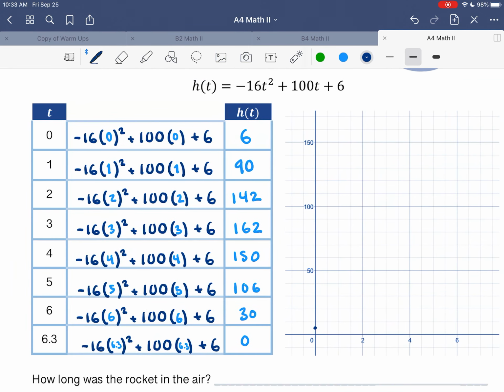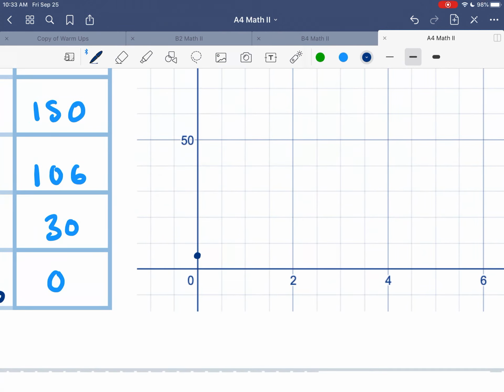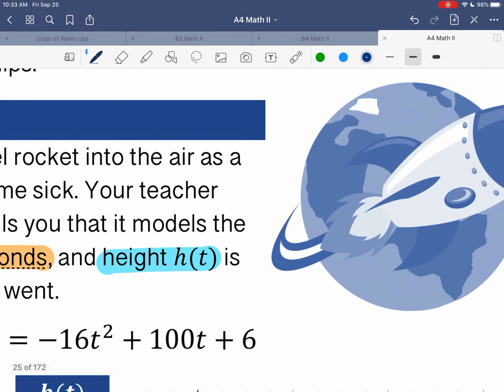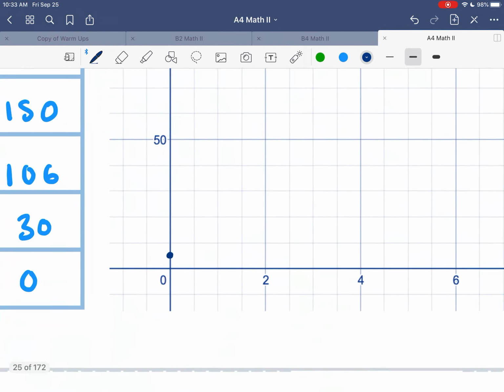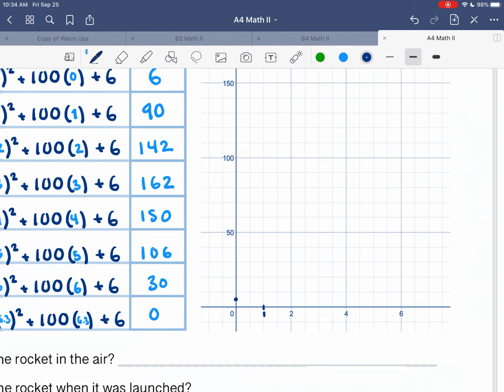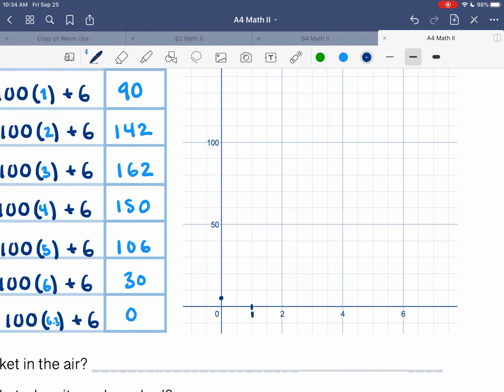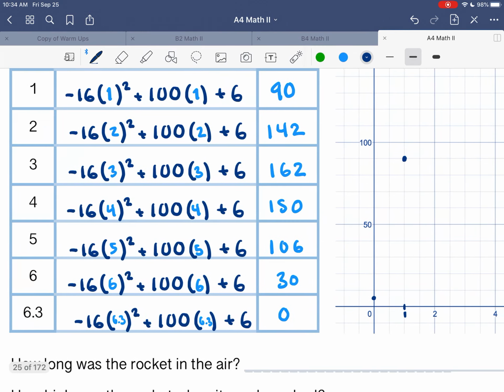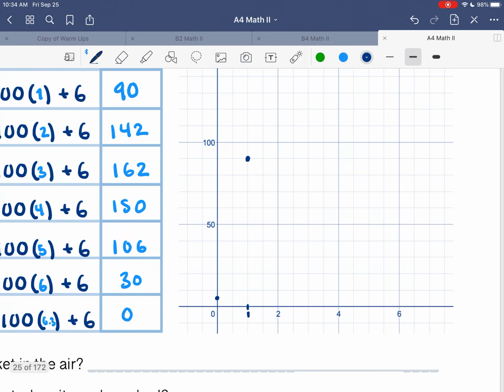The next point is 1, 90. So we're going to go over to 1, which be careful on this scale. Be careful on this scale here. 1 is here. It's right there. So you go over to 1 and up to 90, 50, 60, 70, 80, 90. Right there. And then 2, 142.